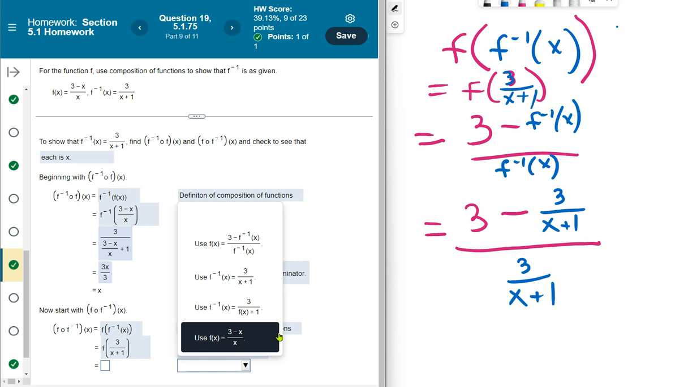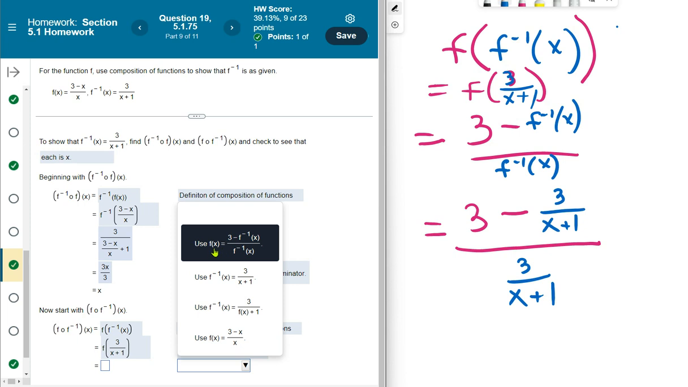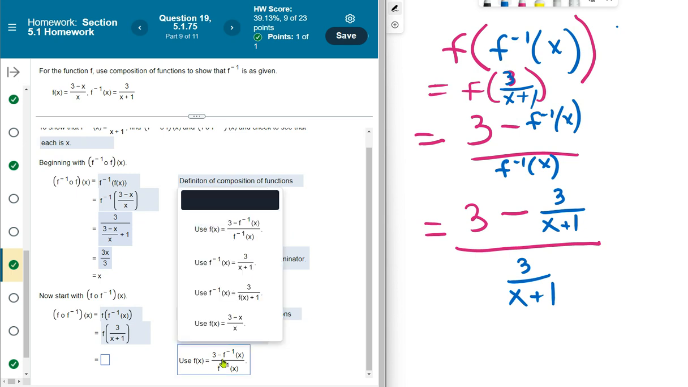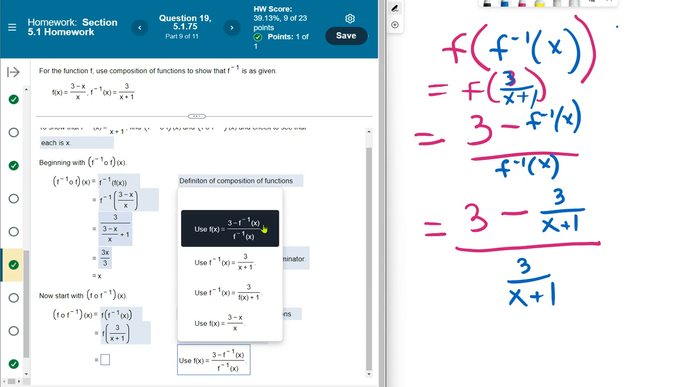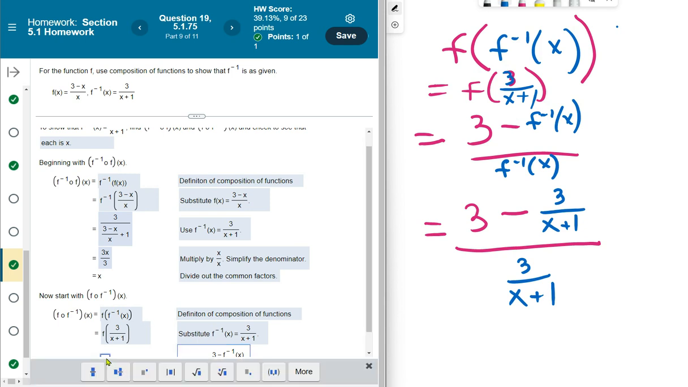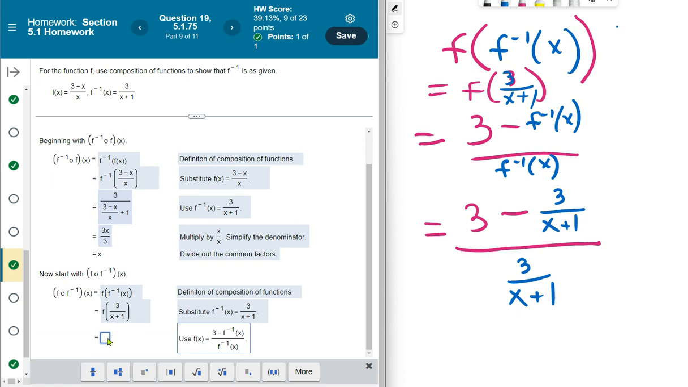we substituted. Use f of x equals that. All right. And then use f of x equals. I'm supposed to do the substitution here. So that would be, coming over and looking at my work, it would be this mess right here.